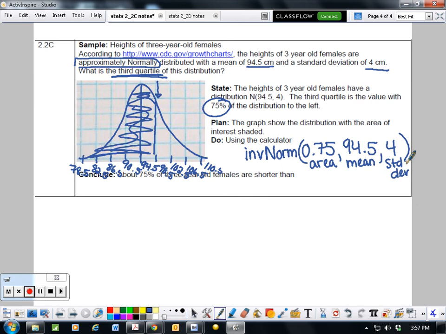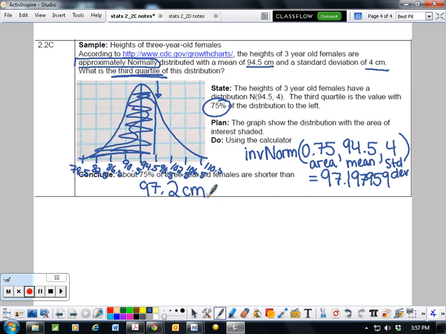So we're going to go ahead and grab our calculator. We're going to go into that distribution, go to inverse norm, and type in our values. And we get a value of 97.197959. So about 75% of 3-year-olds are shorter than what? Well, 97.2, because I rounded it, centimeters.